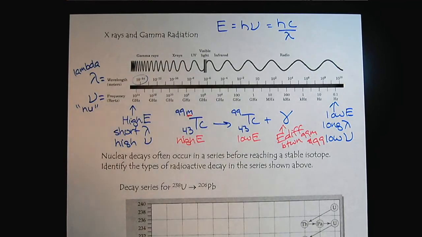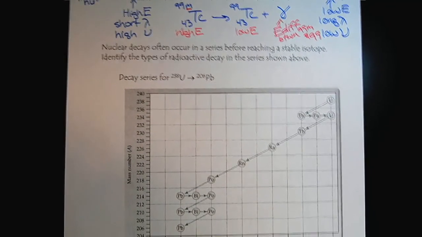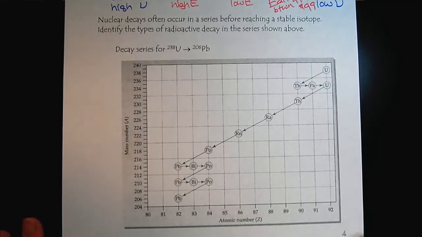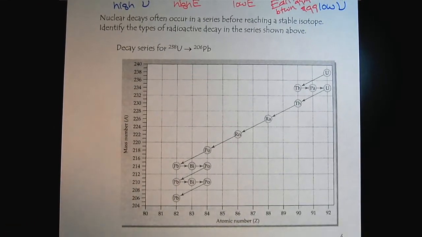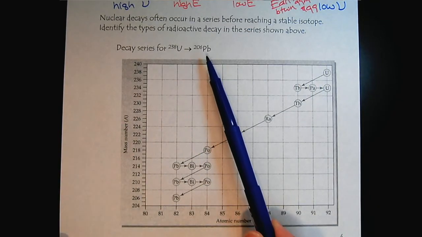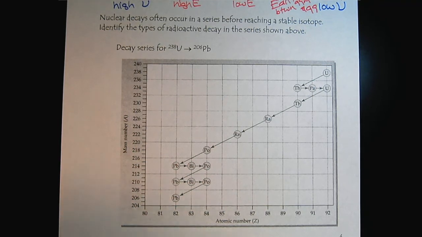Okay, so now let's put this all together. So here is a decay series for uranium-238. And notice that a lot of times when we have a decay series, so uranium-238 was unstable, but it has to decay all the way to lead-206 to actually become a stable nucleus. So let's look at this more closely.